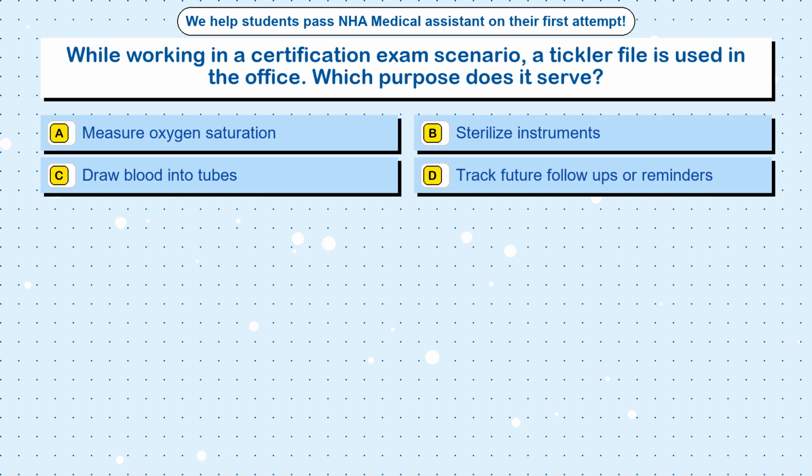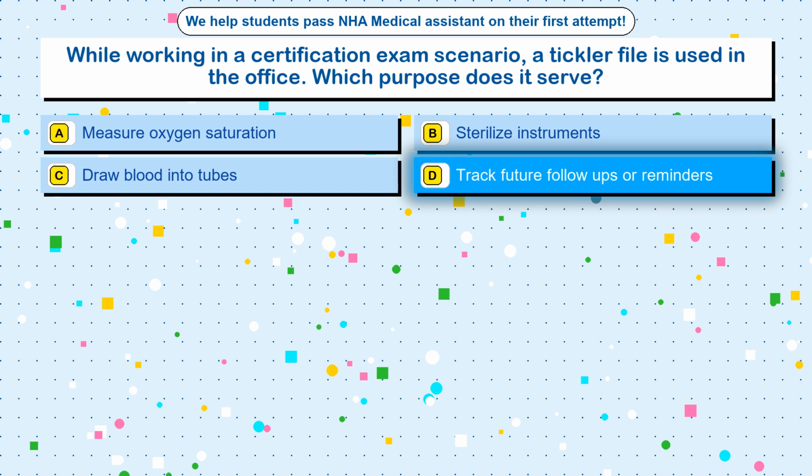Question 29. While working in a certification exam scenario, a tickler file is used in the office. Which purpose does it serve? Option A, measure oxygen saturation. Option B, sterilize instruments. Option C, draw blood into tubes. Option D, track future follow-ups or reminders. The correct answer is option D, track future follow-ups or reminders.